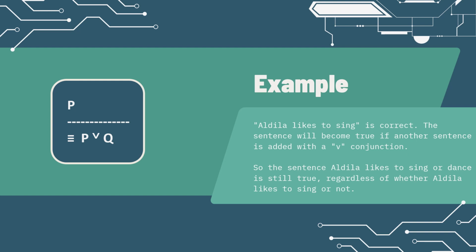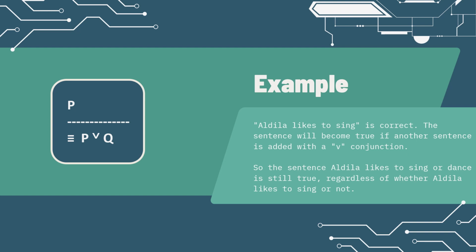In other words, if we know that P is true, then we can also conclude that P or Q is true. This is because the disjunction or only requires that one proposition be true for the disjunction to be true. Therefore, if we know that P is true, then the disjunction P or Q must also be true.